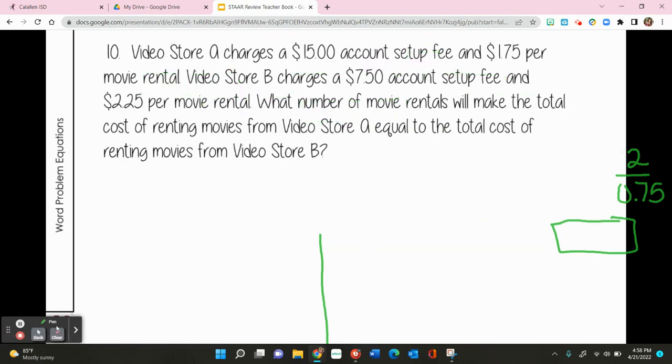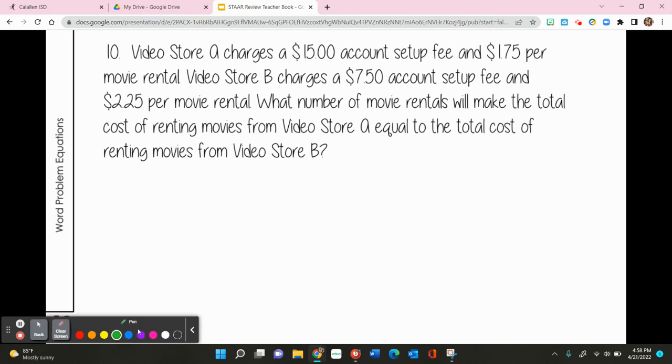Next, we have number 10. So for number 10, it says video store A charges a $15 account setup fee and $175 per movie rental. Video store B charges a $750 account setup fee and $225 per movie rental. What number of movie rentals will make the total cost of renting movies from video store A equal to the total cost of renting movies from video store B?